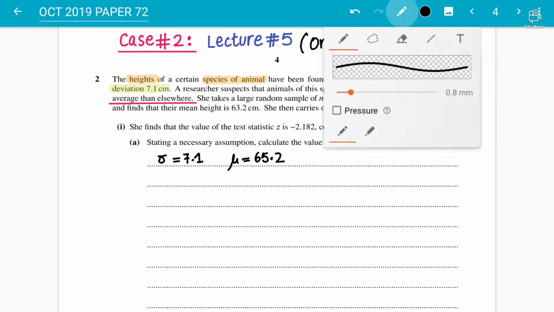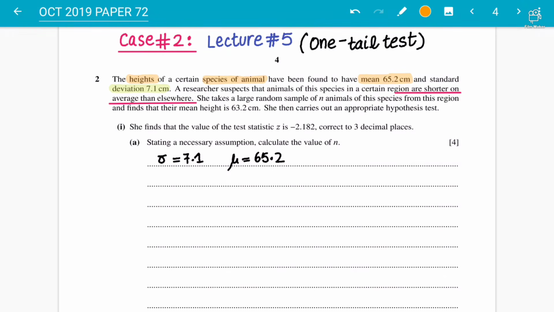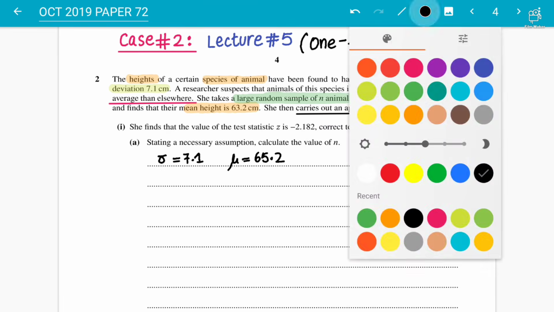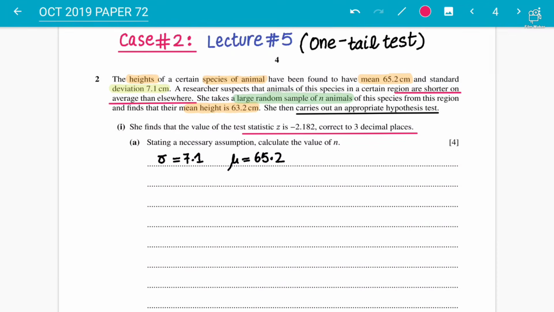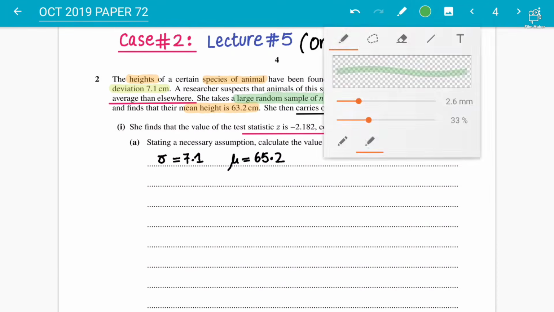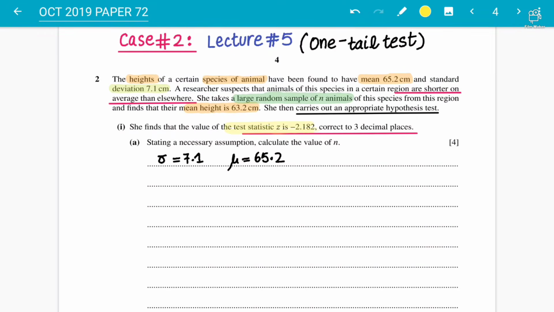So that's a one-tailed test, and we'll soon realize that it is a lower tail test as well. What the examiner has given us is that the mean height is 63.2. We have a large random sample. The hint is here: she takes a large random sample of n animals of this species from this region, and the mean is 63.2. Then she carries out an appropriate hypothesis test and finds that the value of the test statistic z is negative 2.182, correct to 3 decimal places.